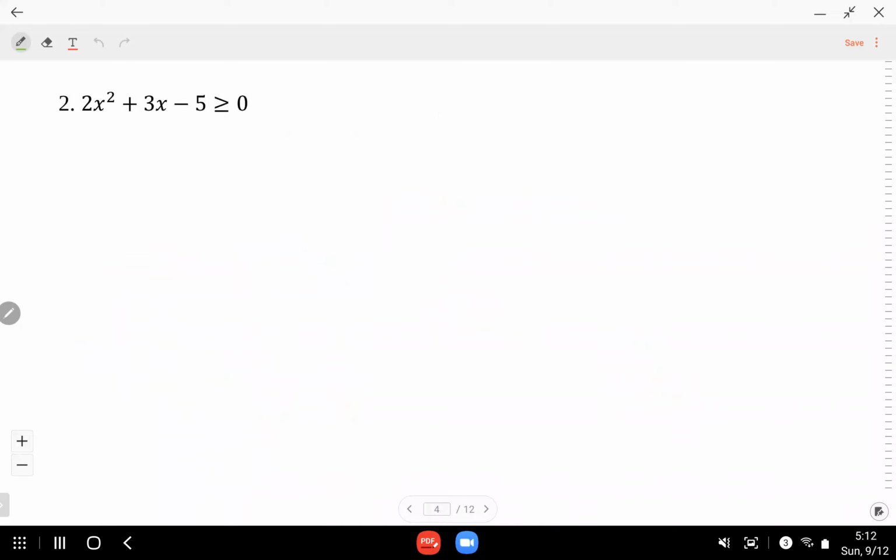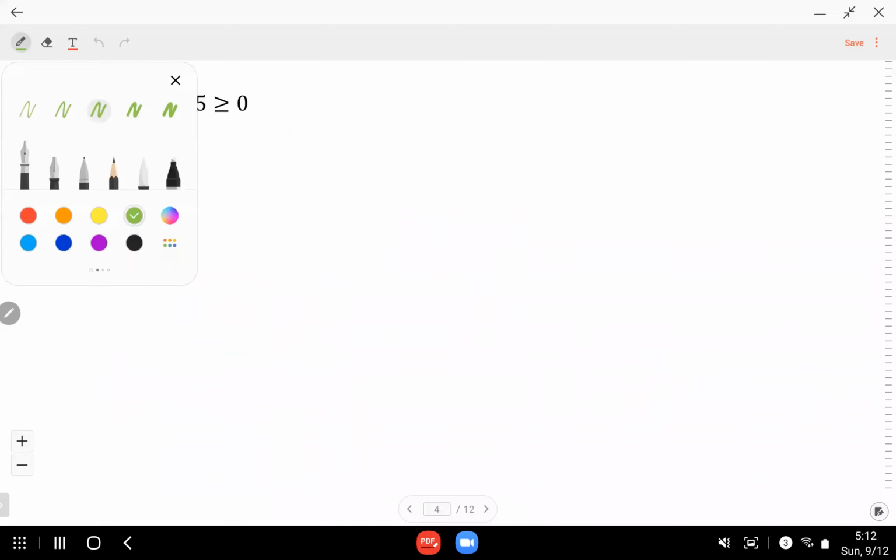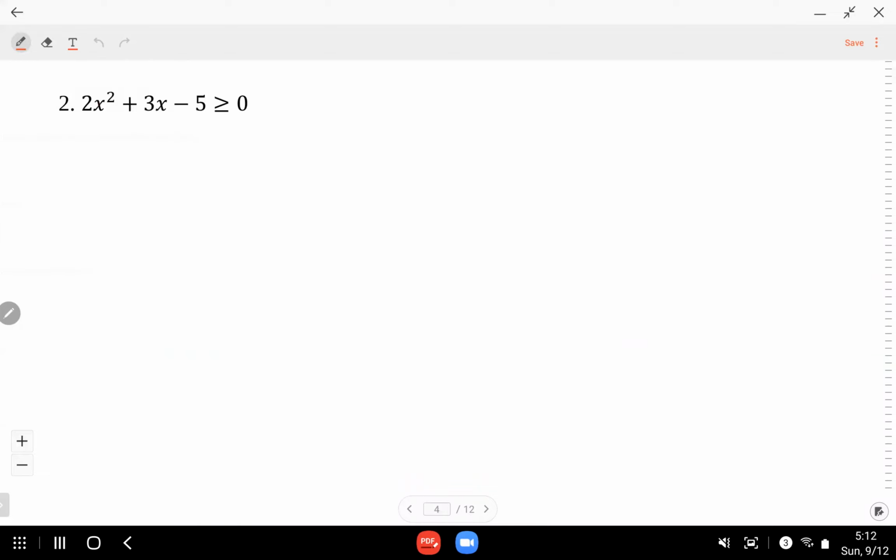So let's go through this one. How are you going to solve this problem? I'll give you a few more moments to solve this. The key to solving these inequalities is factoring. Once you factor, then you can find the zeros, exclude the zeros, and use the sign chart. So the key here is to factor.